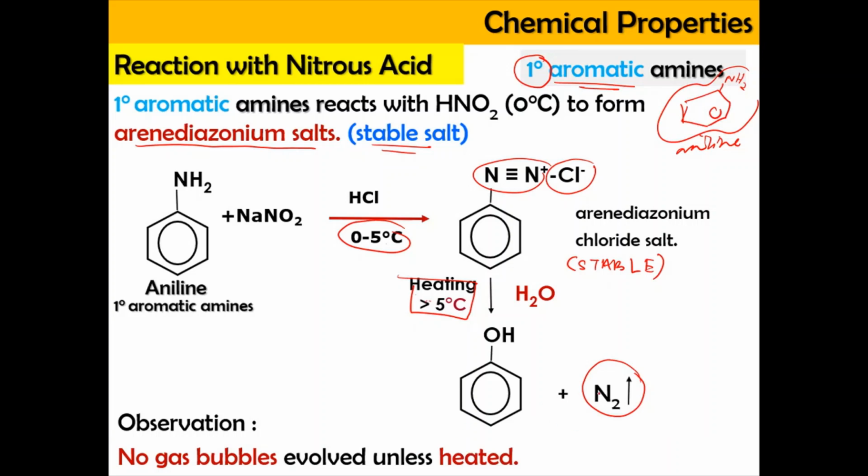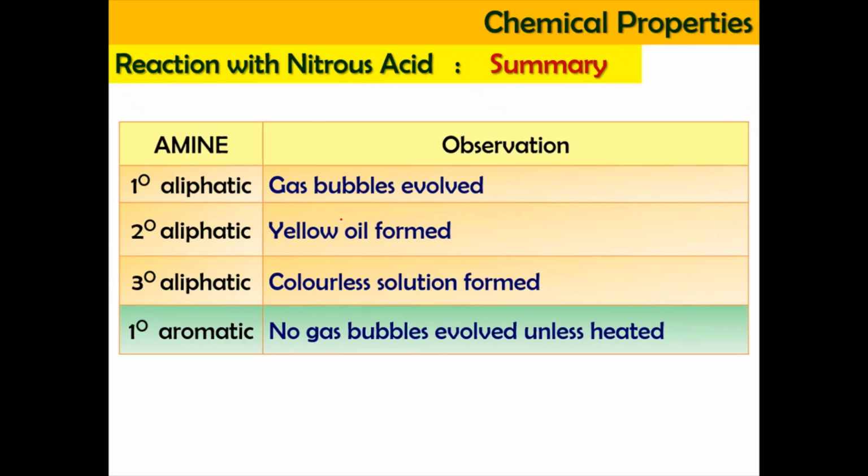Okay, so tiada bubble kecuali dipanaskan, which is greater than 5 degrees Celsius. Okay, and for the summary, you can say that the primary aliphatic amine, the gas bubble is going to be evolved. Tetapi untuk primary aromatic amine, there will be no gas bubble evolved unless dipanaskan. Okay, untuk secondary aliphatic amine, yellow oil, which is nitrosamine. Untuk tertiary aliphatic amine, colorless solution ataupun clear solution is formed. Okay, so here is the summary.